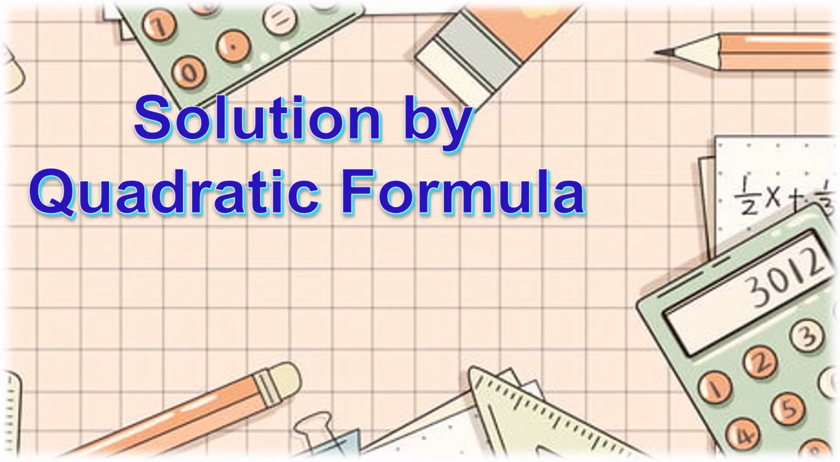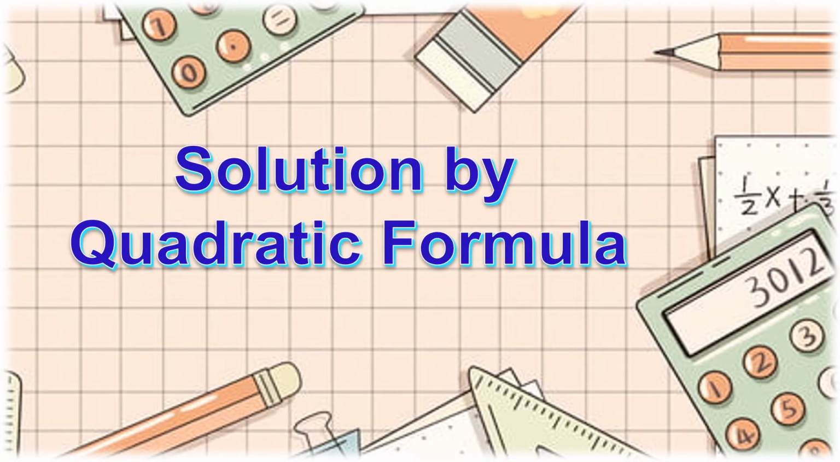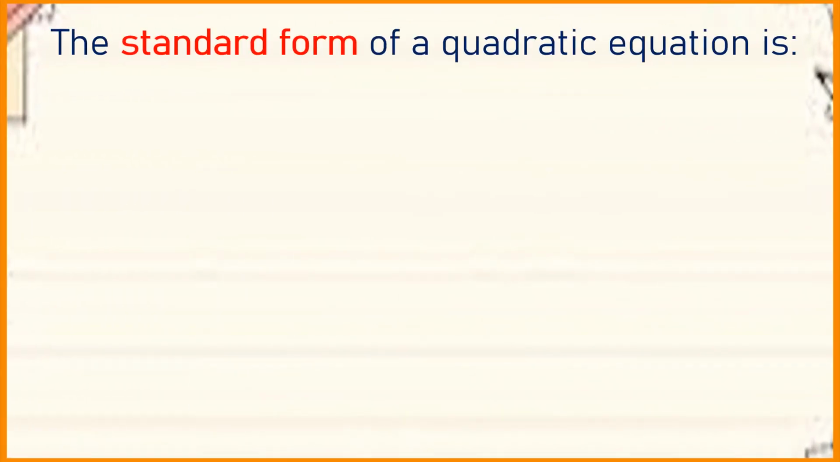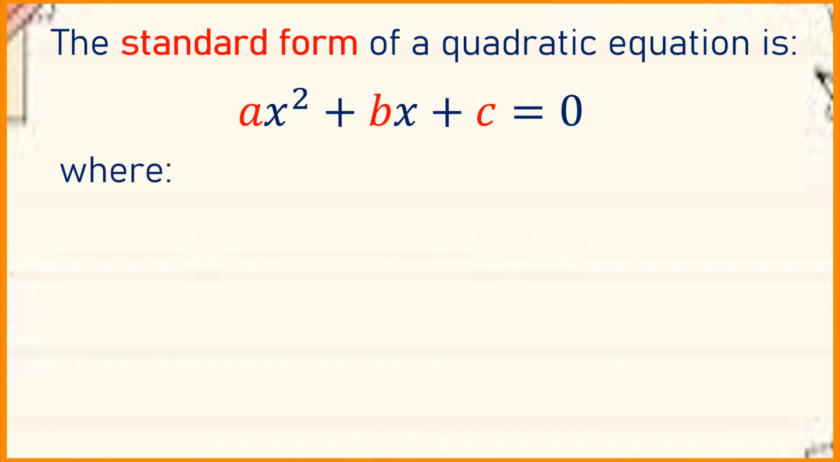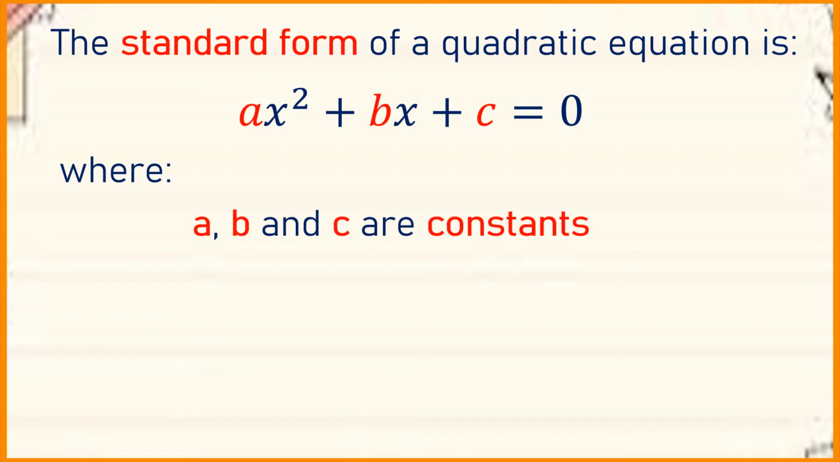Hello everyone! Our topic today is all about solution by quadratic formula. The standard form of a quadratic equation is ax squared plus bx plus c is equal to 0. From here, a, b, and c are constants.